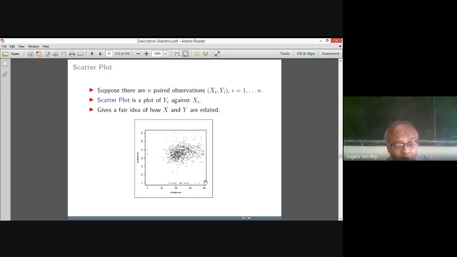Sometimes it happens that whatever happens to x, y remains the same. Okay, so it's something like this. So whatever x, y are going to be similar. So in that case, you have a zero correlation. And if you have a zero correlation, we say that y and x are not related to each other, and hence there is no point in studying the correlation between them.